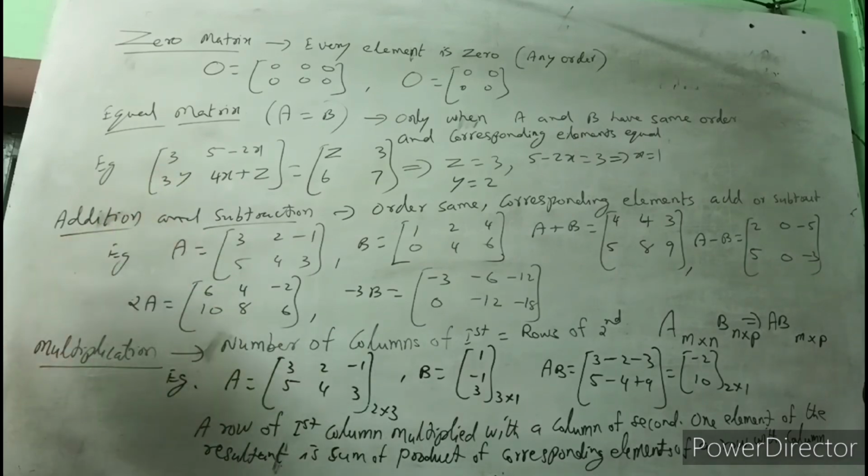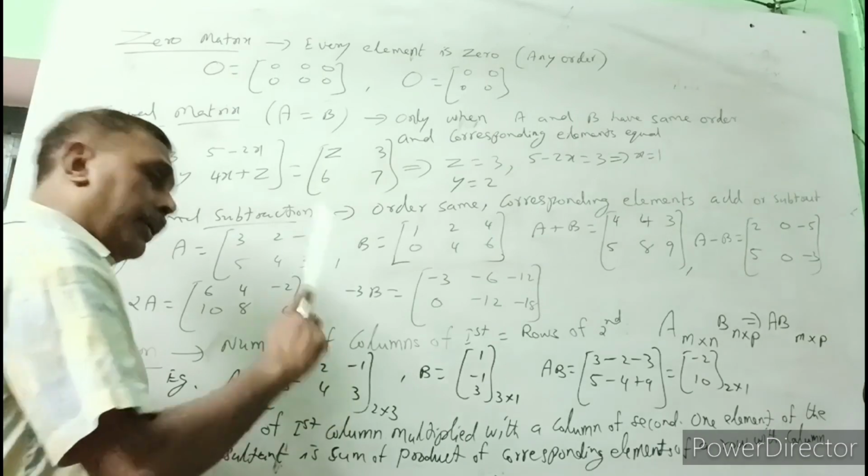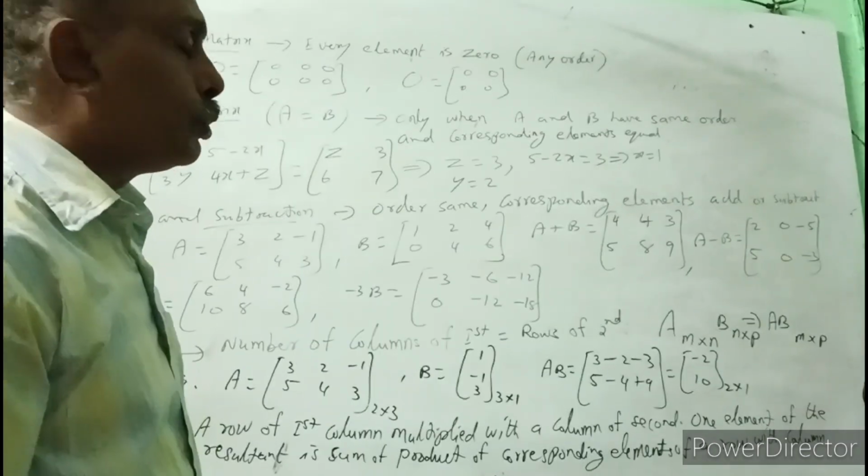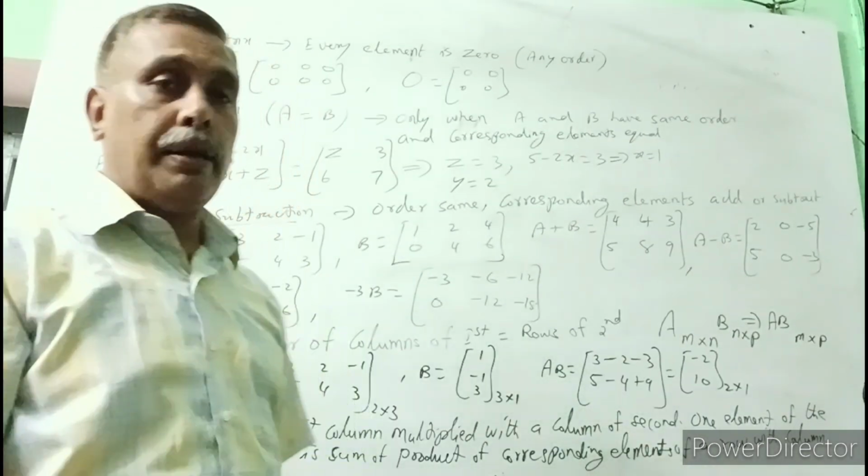So how to operate on matrices? Suppose I want to add or subtract two matrices. So how to add or subtract? Addition and subtraction are also possible only when both of them have the same order.